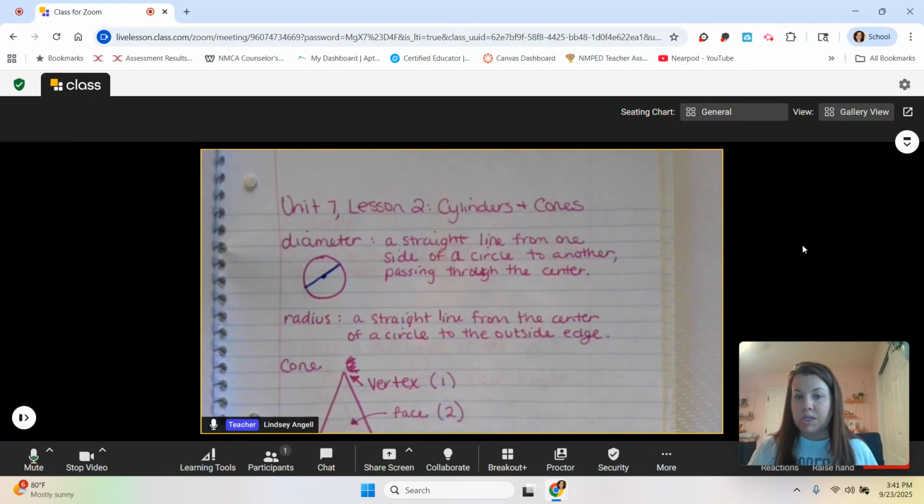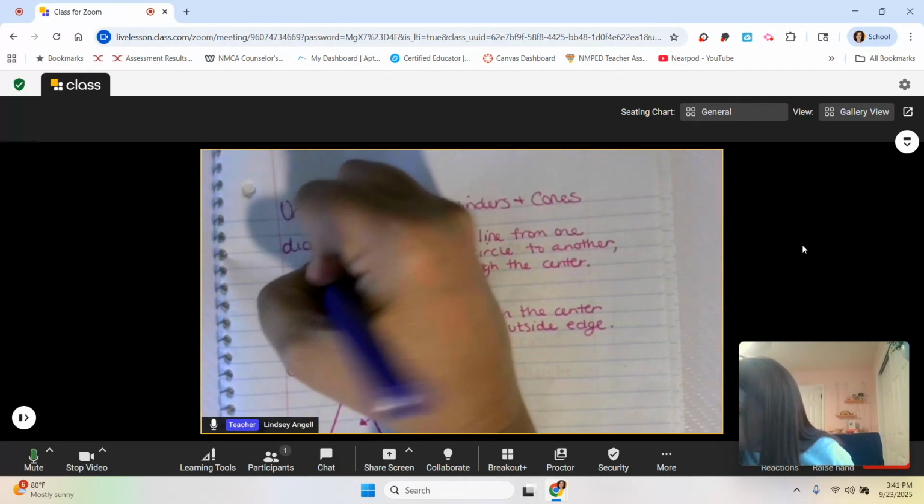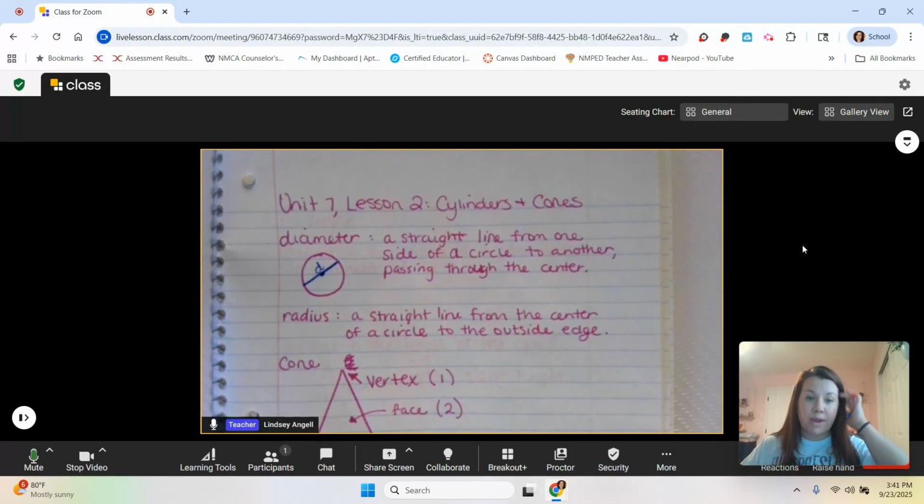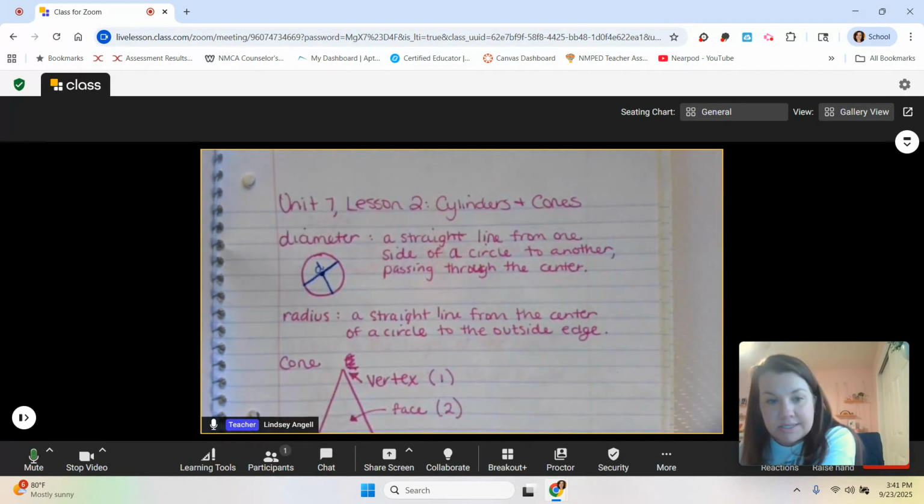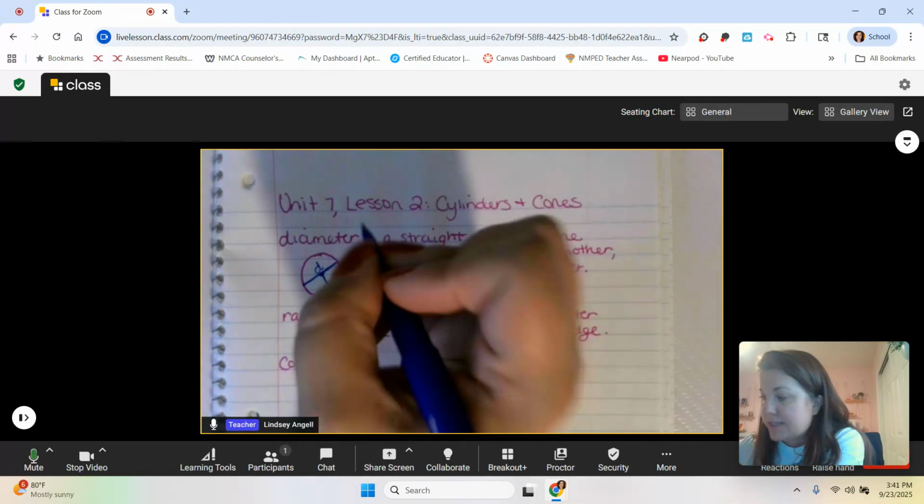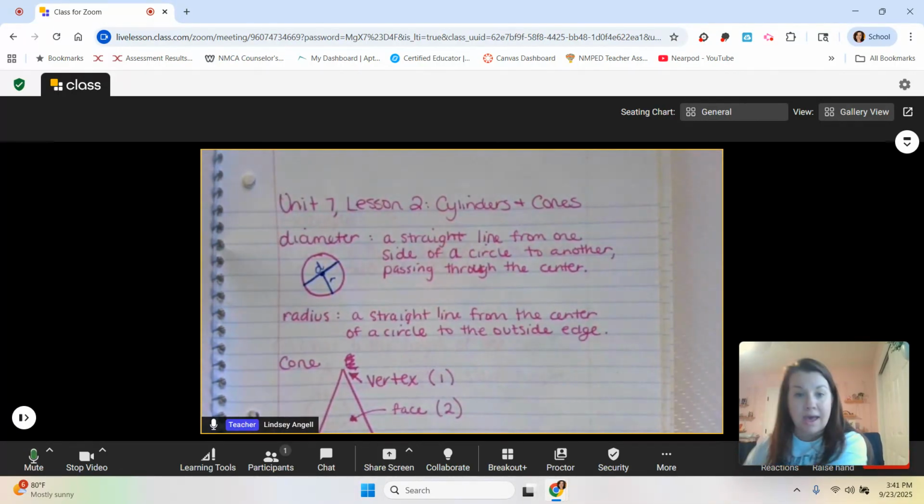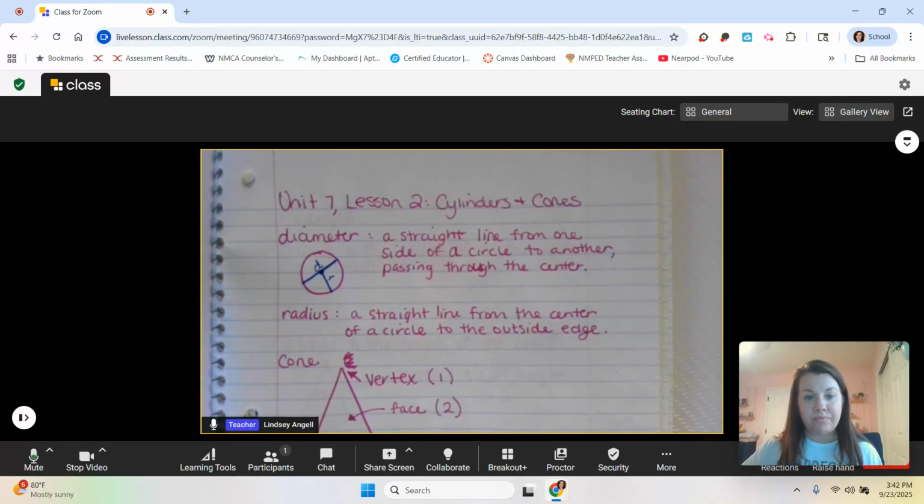Okay? So for a radius, let me mark this. This would be the diameter. For the radius, it's a straight line from the center of a circle to the outside edge. So that would be from here going to the outside edge. So it's half of the diameter, okay? Half of the diameter. So in some problems you're going to be given the diameter, but you need the radius, so you need to remember to cut it in half. But we'll work on that later on.